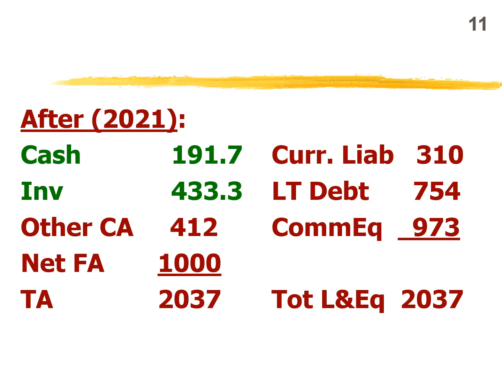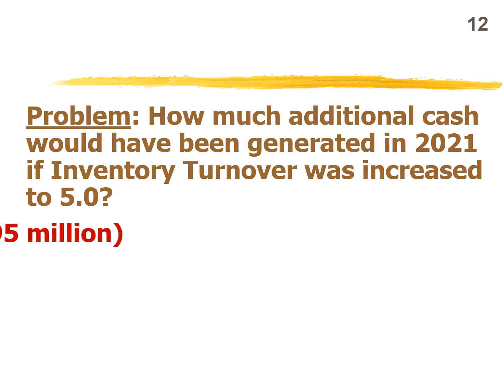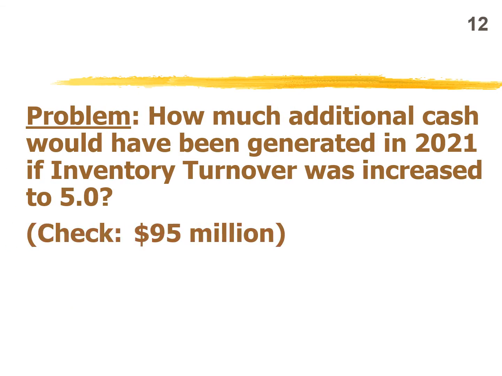The additional cash could be used to pay off long-term debt or pay off notes payable. Again, this would improve the company's appearance in terms of its debt ratios. It would have improved its profitability because its interest expense would be lower. Try the following problem. See if you can arrive at the check figure. If not, please post your work to Moodle.